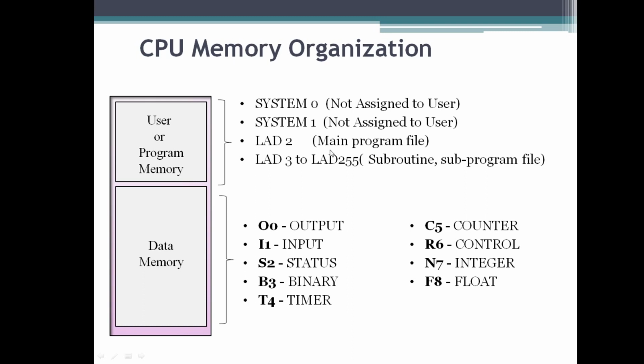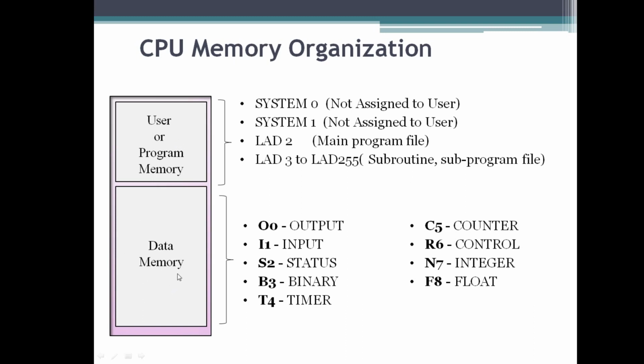Ladder 2 is the main program file. Here only we need to start a project. Apart from that, if you want to use some subroutines or subprograms, you can make use of ladder 3 to ladder 255. So up to 255 we can create the ladder program. System 0 and system 1 are assigned for system usage. They are not for the user. We cannot write anything inside them, and we cannot even open them. We can start writing the program from ladder logic 2. So all these four are in user or program memory.